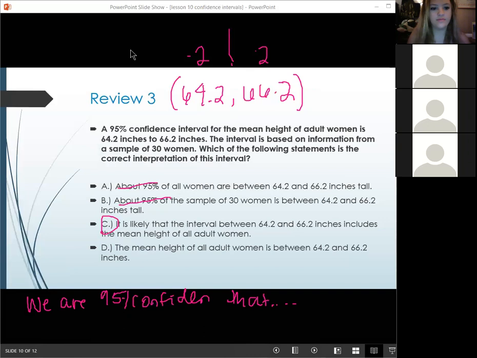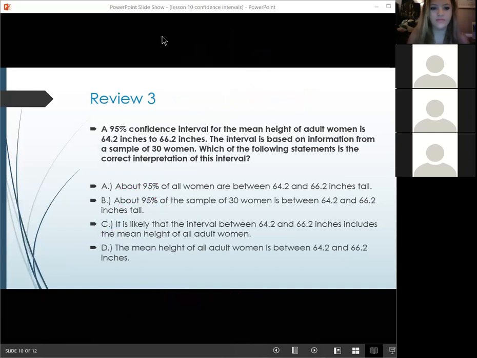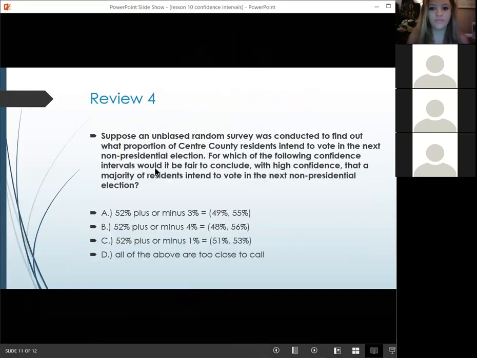All right, cool. Let's do one more. Suppose an unbiased random survey was conducted to find out what proportion of Center County residents intended to vote in the next non-presidential election. For which of the following confidence intervals would it be fair to conclude with high confidence that a majority of residents intend to vote in the next non-presidential election? So it's kind of seeing if you know how to write a confidence interval. So try this one out, and then we will go over it.